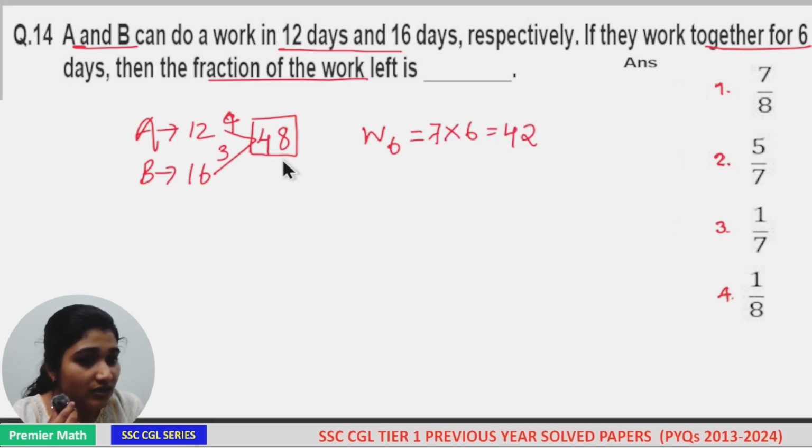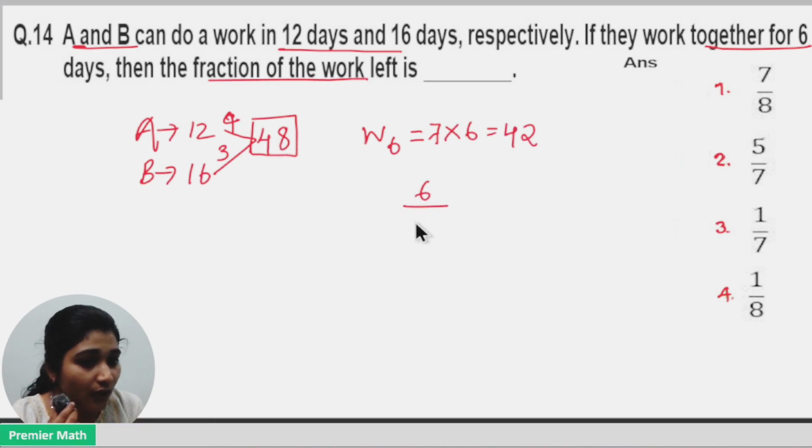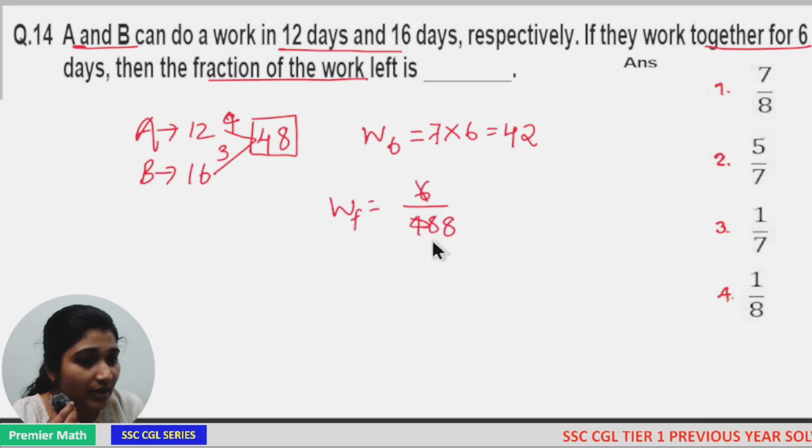So remaining work is 48 minus 42, 6 units of work. 6 units out of 48 is the fraction of work left. So 6 out of 48 is the remaining work out of the total. Then 1 by 8 is the fraction. 1 by 8, option 4 is your answer.